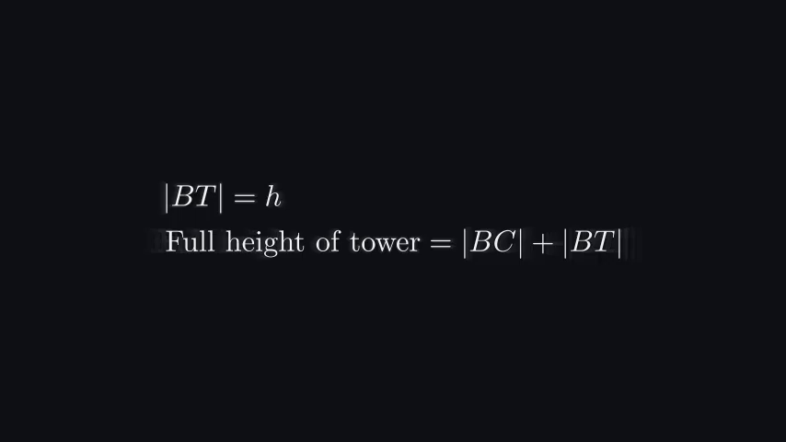Full height of tower equals length of BC plus length of BT. The part of the tower above the boy's level is length of BT. Let length of BT equals h. The full height of the tower is the lower part, length of BC, plus the upper part, length of BT. Since length of BC equals 12 m, the full height of the tower is 12 plus h.